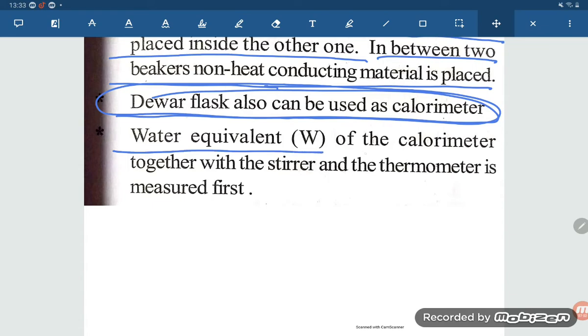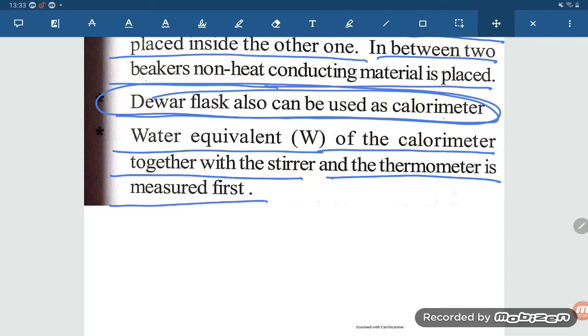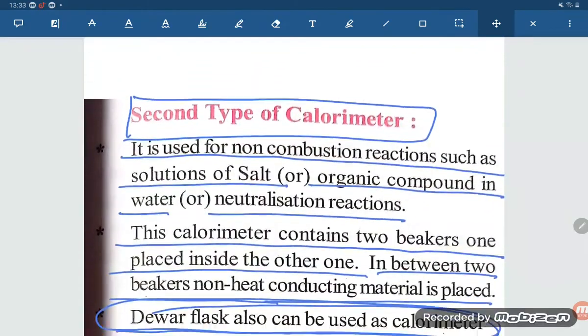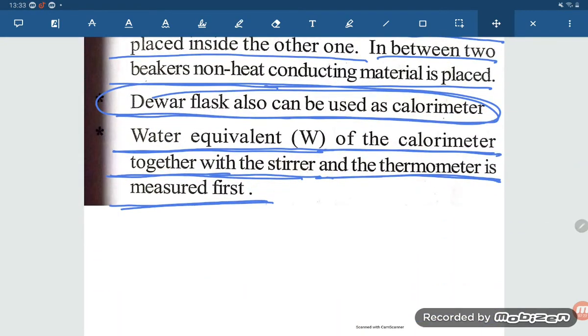The water equivalent W of the calorimeter together with the stirrer and the thermometer is measured first. So this is the second type of calorimeter. Now we will try to understand some problems based on the bomb calorimeter, and on the second type of calorimeter where sublimation and neutralization reactions take place.